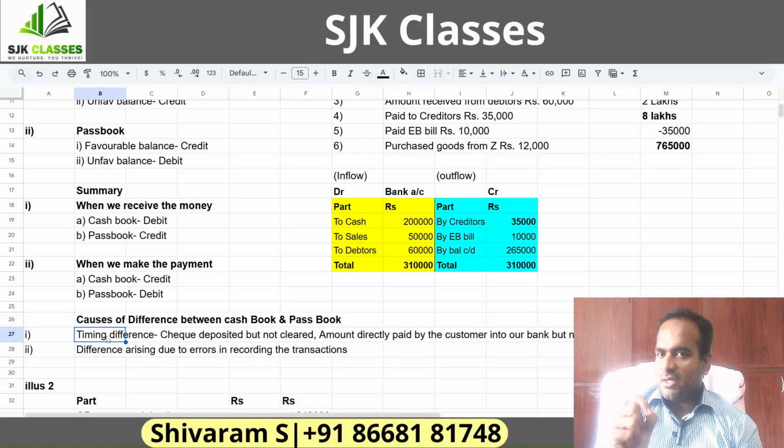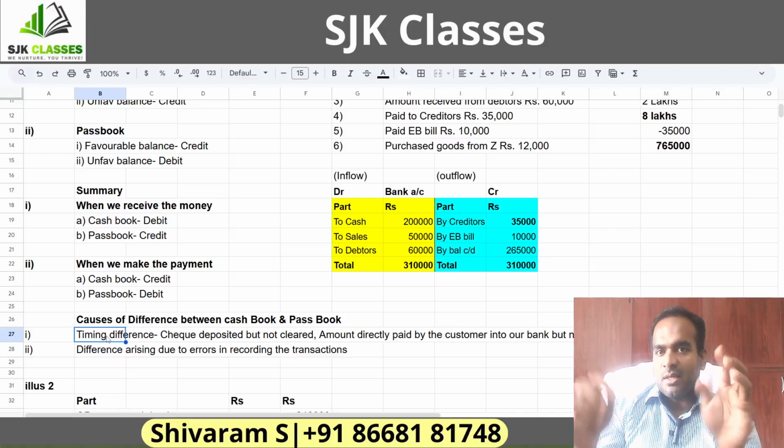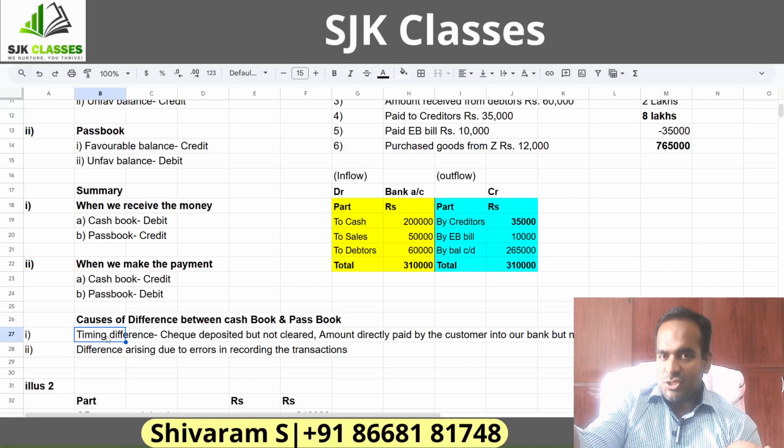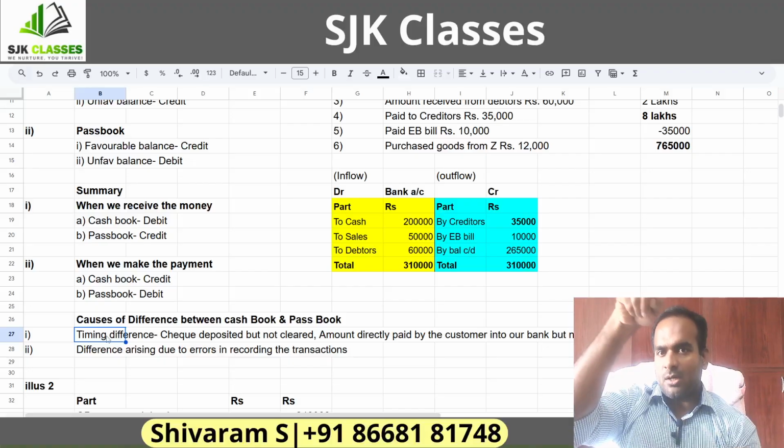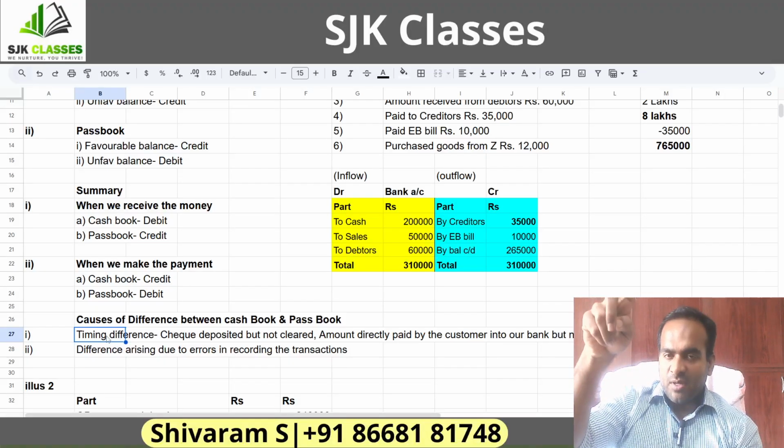We will record that issue of check immediately in the books of accounts. So what happens here? When the checks are issued, since the entry is made in the cash book first, the cash book balance will go down. But when will the bank balance go down? That check the supplier has to deposit in his bank account. When the supplier deposits a check in his bank account, at that point of time only what will happen? The money will move from my bank account to his bank account.